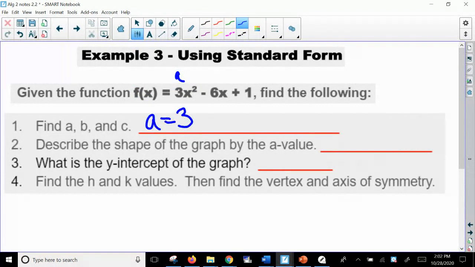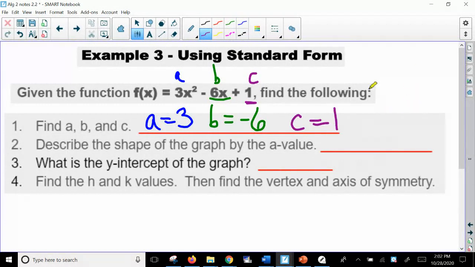B is in front of the middle term, the x number. So B is -6. Make sure you watch your signs. It says -6x. And C is the number with no x in it at all. C is 1.